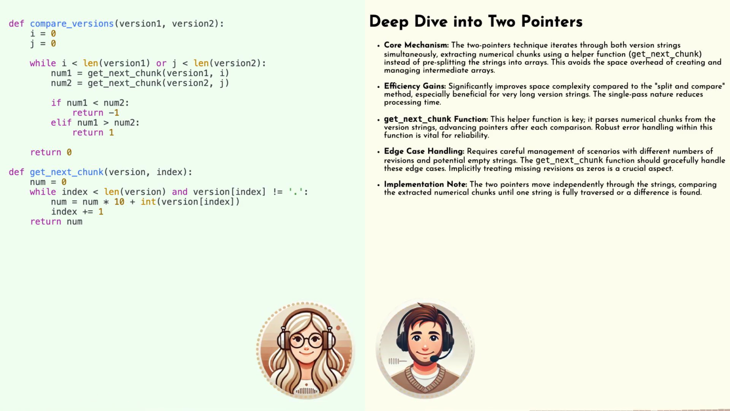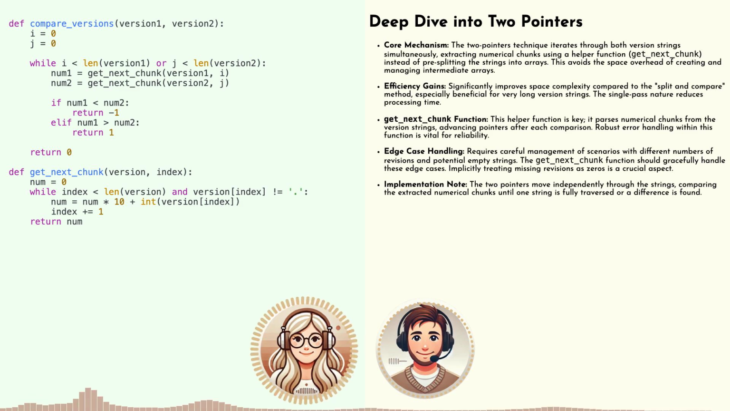Okay, so walk me through this two pointers magic. How do we use these to compare versions? Imagine you have two pointers, one for each version string. They start at the beginning and move along, comparing these numerical chunks on the fly. They don't split the whole thing beforehand. So it's kind of like two sprinters racing side by side, comparing their positions at each checkpoint rather than waiting till the very end.